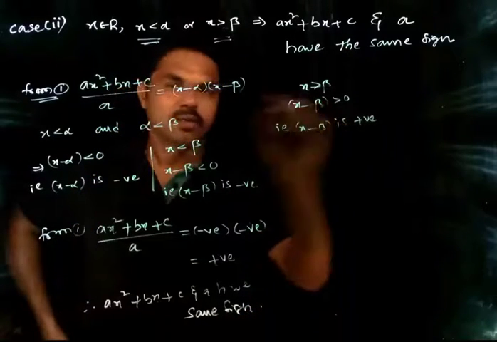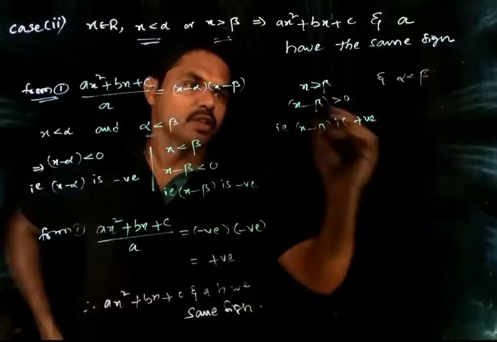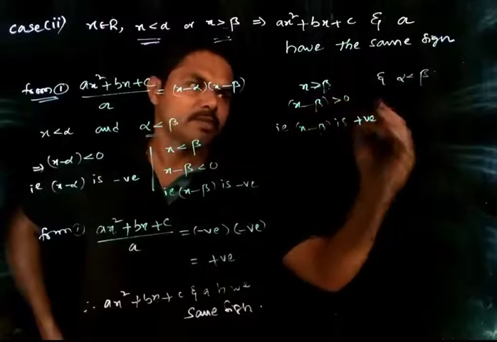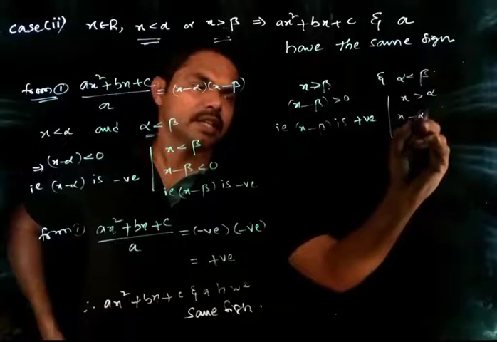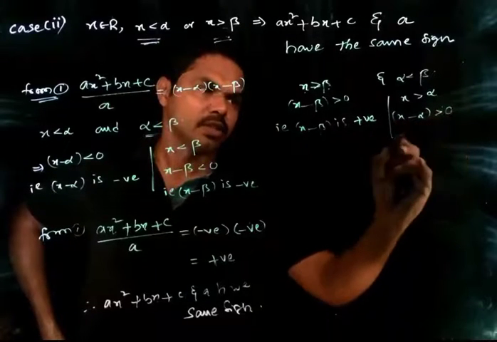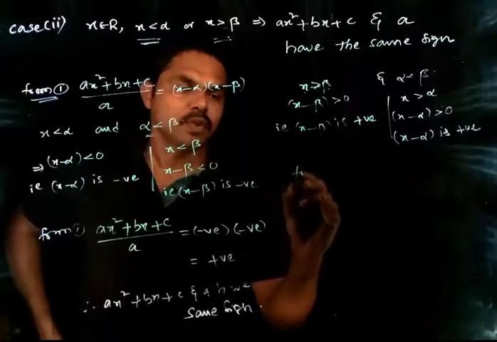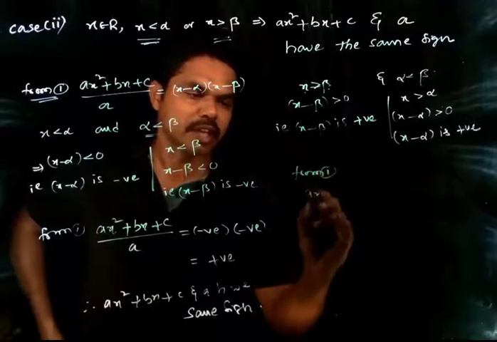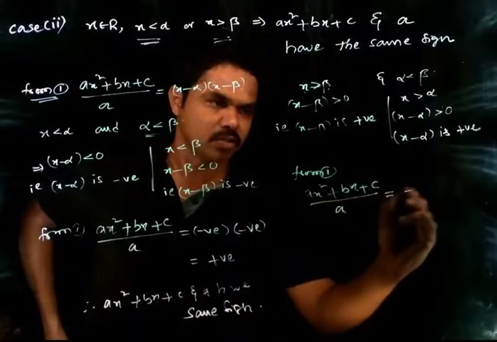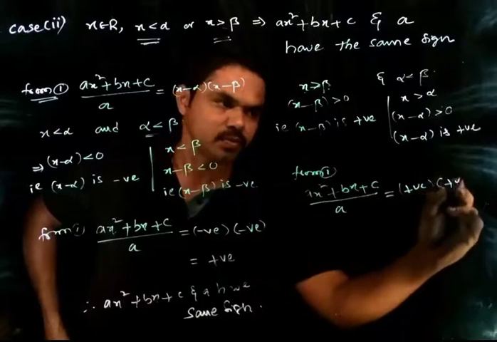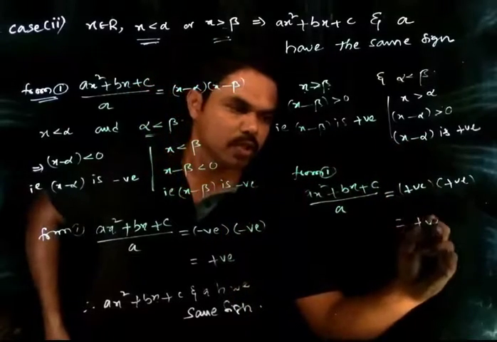Here also we have a condition, that is alpha is less than beta. So here x is greater than beta and alpha is less than beta. We can create another condition, that is x is greater than alpha. So x minus alpha is greater than 0. That means x minus alpha is also positive. Therefore, again from 1 we can conclude (ax square plus bx plus c) by a is equal to positive into positive. x minus alpha is positive, x minus beta is positive. So that is equal to positive.